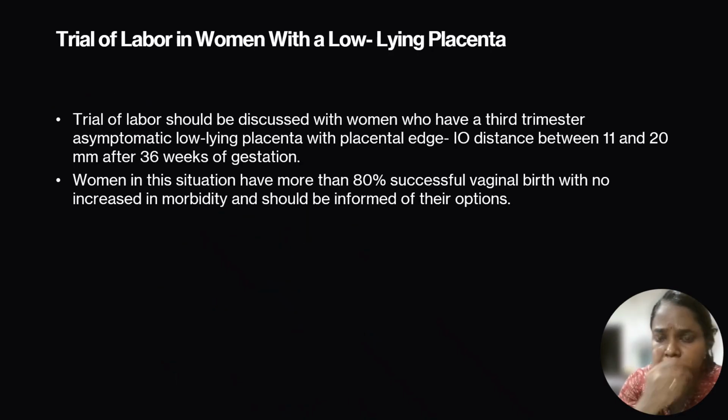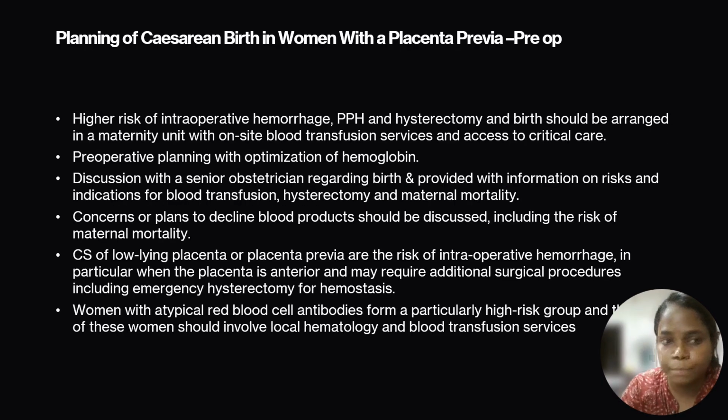Trial of labor should be discussed in those who have third trimester asymptomatic low-lying placenta. If low-lying placenta is there, then you can discuss the trial of labor. But placenta previa, you should go for cesarean section. And low-lying placenta can be delivered vaginally. Almost 80% successful vaginal births are seen.